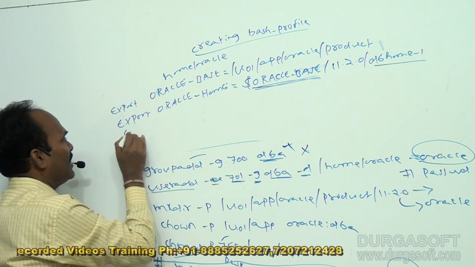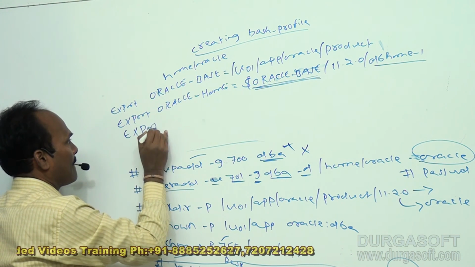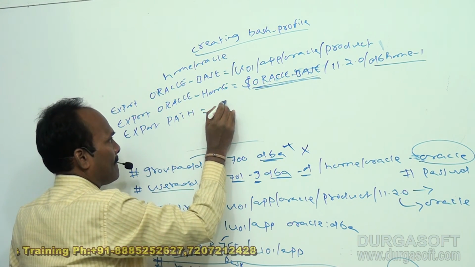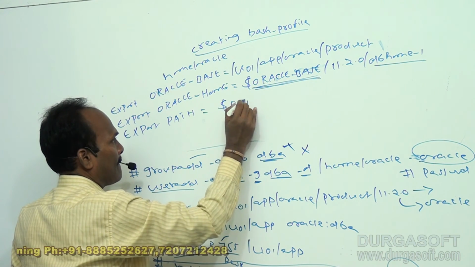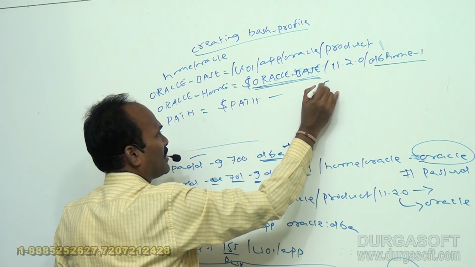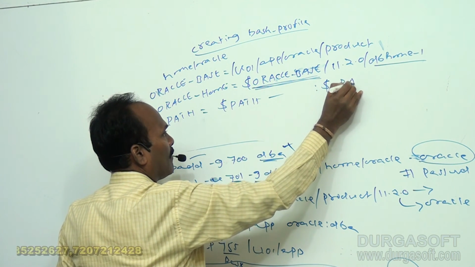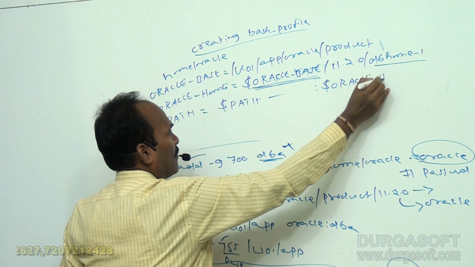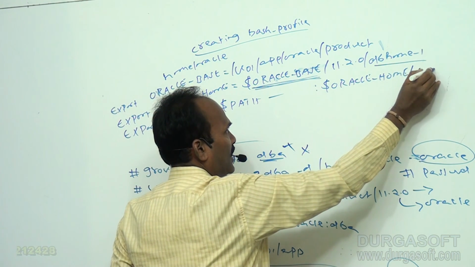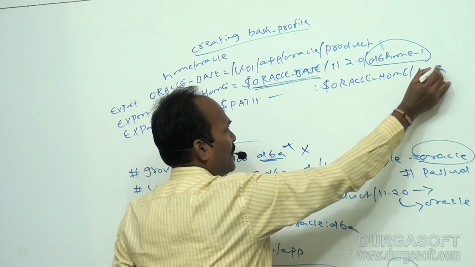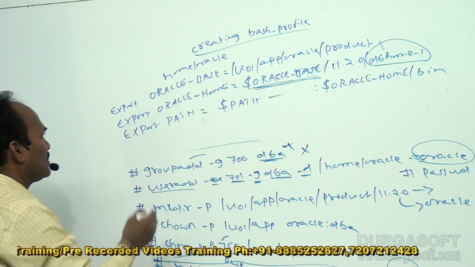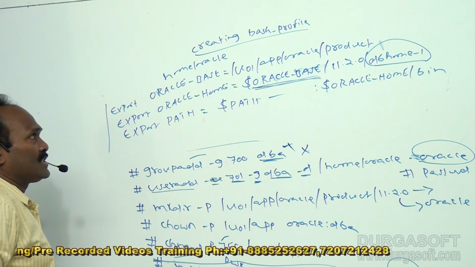At the end you have to add export PATH equal to $PATH. Some path is there up to here, so put a colon and use $ORACLE_HOME/bin. Within the dbhome folder, you are going to have one bin folder. It is going to have all the binary executable files. Okay, so this is the way we are going to set the bash profile file.